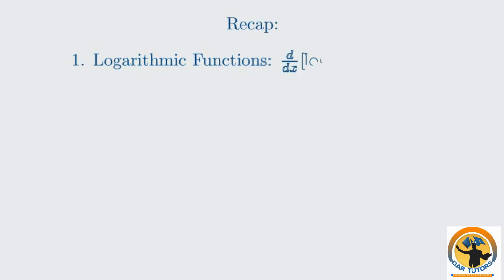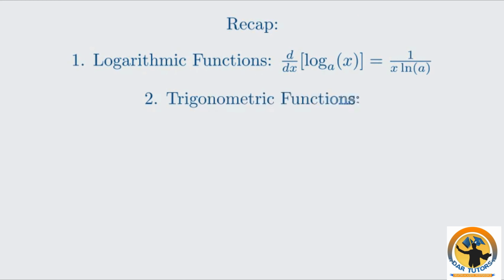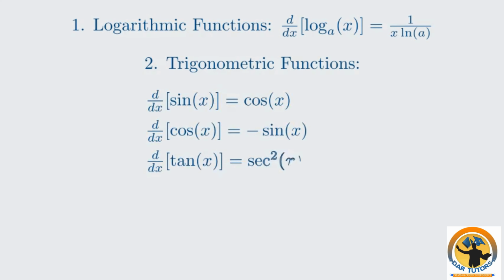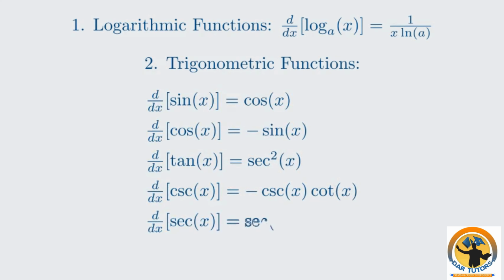Let's conclude with a recap of the key differentiation rules we've covered today. We started with the derivative of a general logarithmic function, log base a of x, which is 1 over x ln a. Then we covered the 6 trigonometric functions. The derivatives are cos x, negative sin x, secant squared x, negative cosecant x cotangent x, secant x tangent x, and negative cosecant squared x.